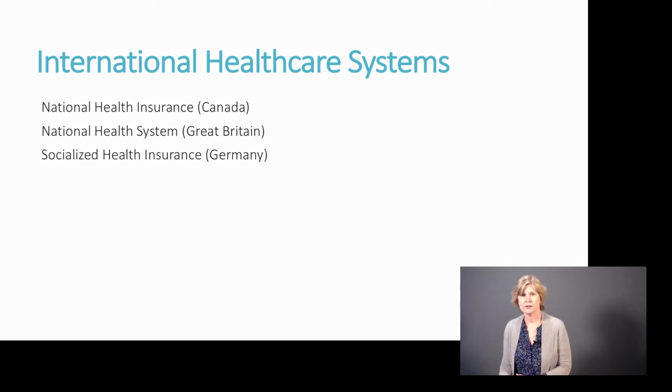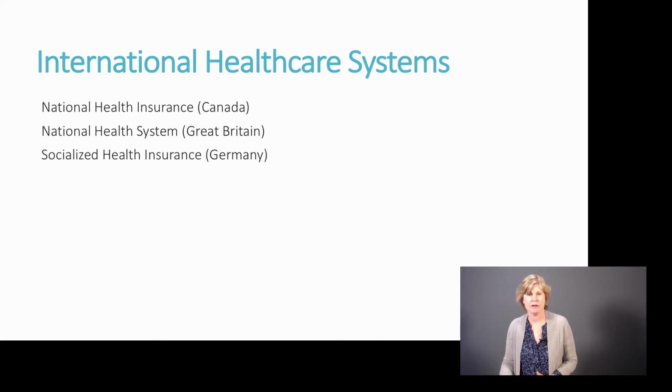Now that we've discussed an overview of the U.S. healthcare system, let's look at how other developed first world countries deliver healthcare services to their citizens and residents. International healthcare is structured in typically one of three ways. A national health insurance system, as seen in Canada, is financed by the government through taxes, but patient care is delivered in a private rather than governmental setting.